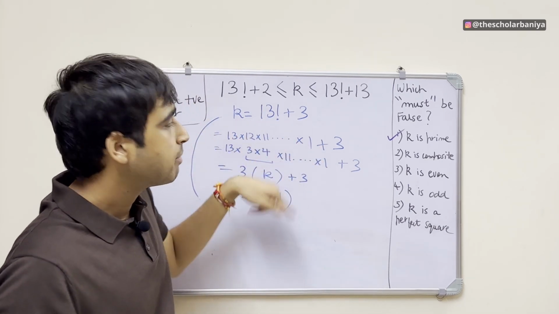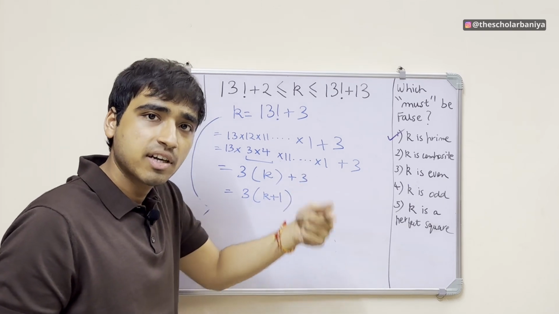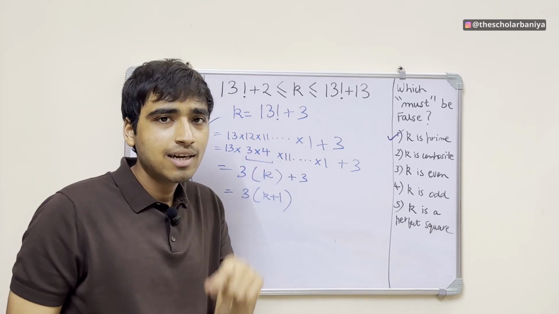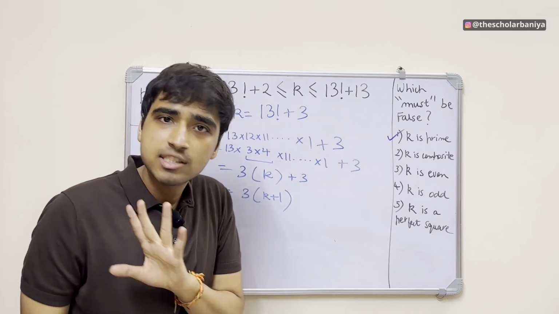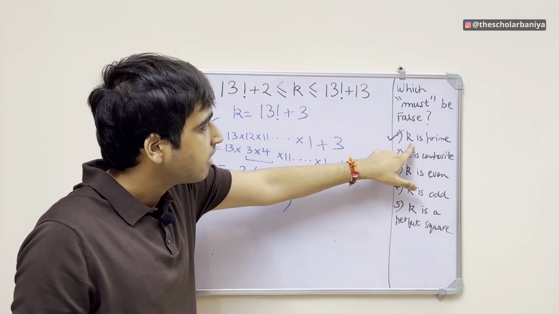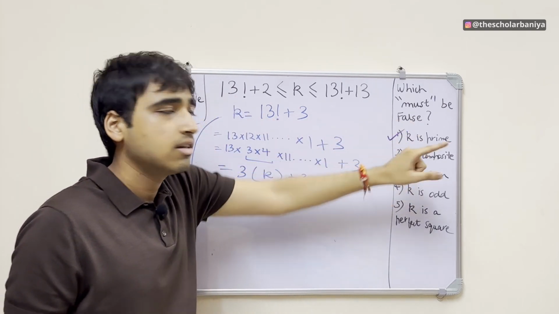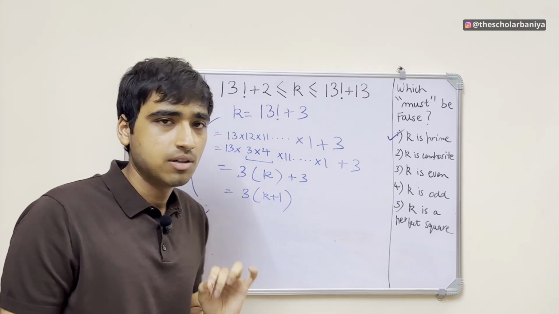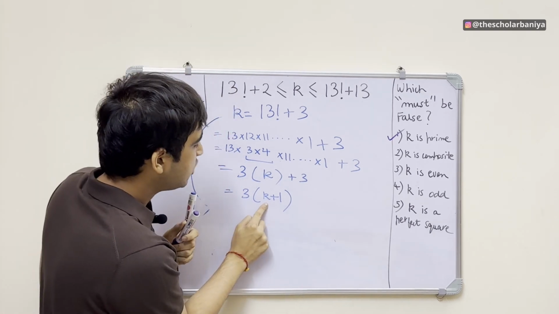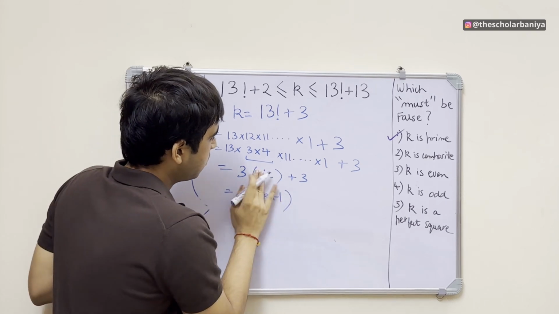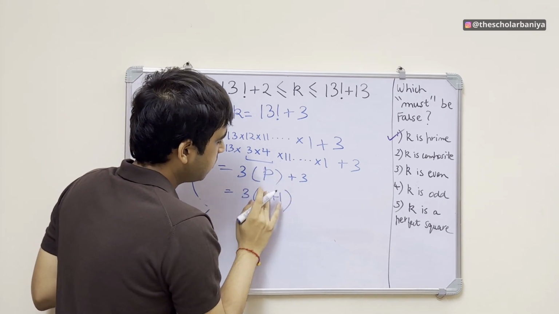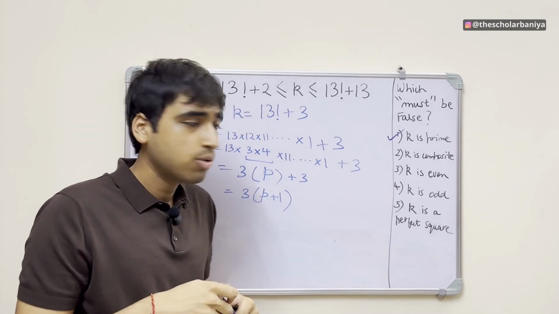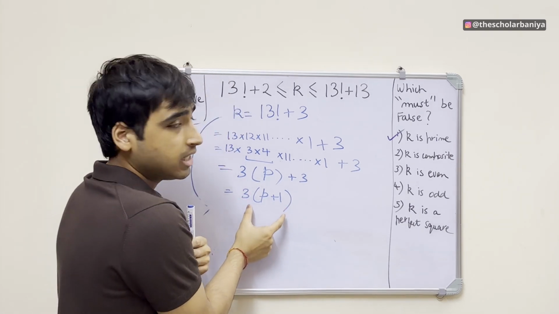Similarly, we can show it's a multiple of 4, multiple of 5, multiple of 6, multiple of 7, up till multiple of 13, which means that none of these numbers is prime, and that is why the answer to which of the following must be false is this. This is false because k is not prime. I hope this is clear. You can assume this as k or p, whatever, any constant. So this is not prime because it's a multiple of 3.